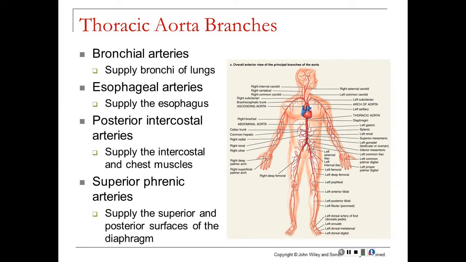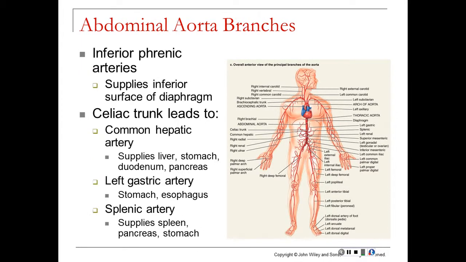I'm just reviewing them now for your own review purposes. There's the abdominal aorta, which branches off into the inferior phrenic artery, supplying the underside of your diaphragm. And then there's the celiac trunk. The celiac trunk leads to the common hepatic artery, which is going to the stomach, liver, pancreas, and the first segment of the small intestine, known as the duodenum.